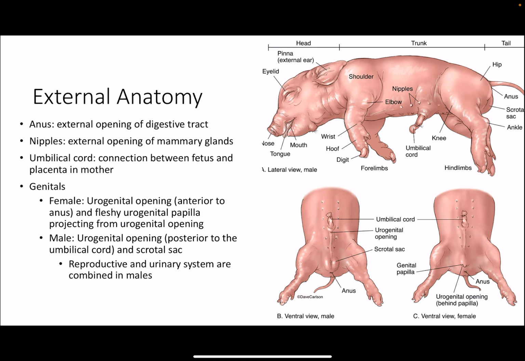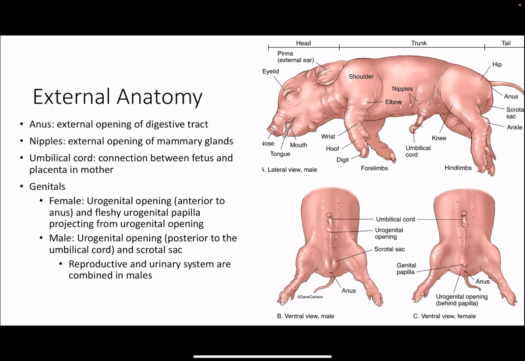The umbilical cord is also still attached to these pigs. This is the connection between the fetus as it developed inside the mother's uterus. The umbilical cord basically attached the pig to the placenta. The placenta is a specialized tissue that develops during pregnancy to integrate the mother's and the fetus's circulatory systems. It provides the fetus with oxygenated blood from the mother and nutrients until birth.